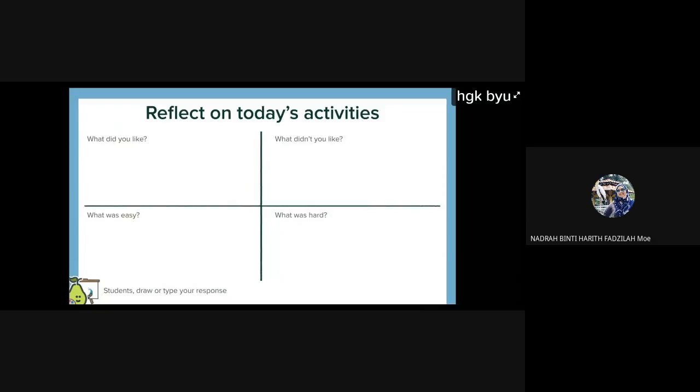So ini memang setiap kali habis kelas saya akan minta ni. This is our reflection for today. Based on what you have gone through today, can you provide me a feedback? What did you like about this class? What didn't you like about this class? What was easy? Apa soalan atau aktiviti yang kamu rasa senang? What was hard? Dekat what was hard tu, if there is any part that you need for me to repeat dan sebagainya, please share in what was hard.